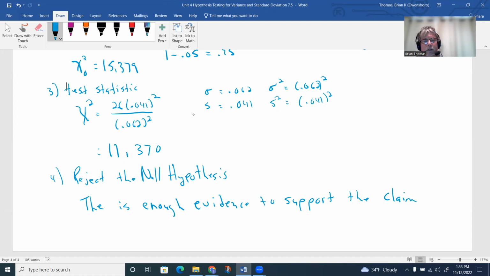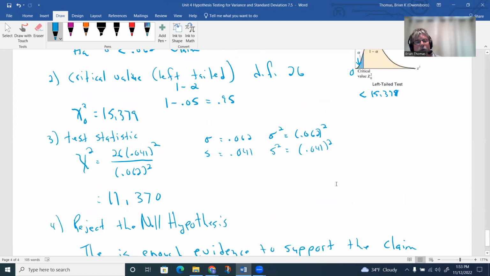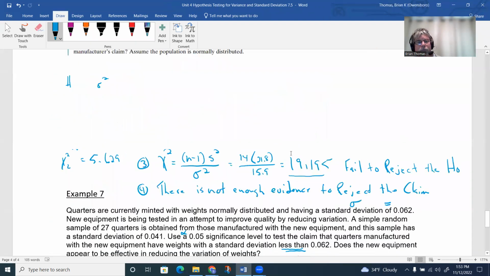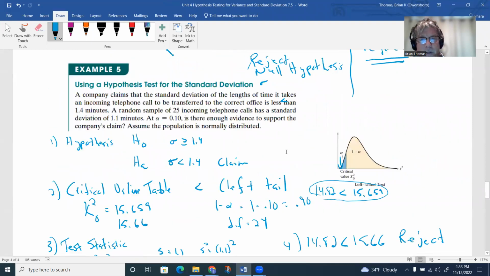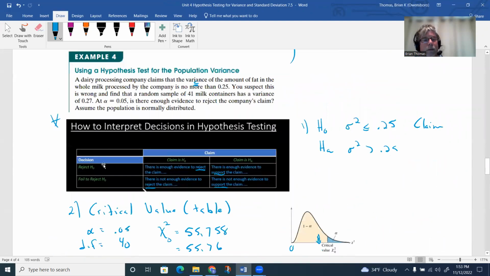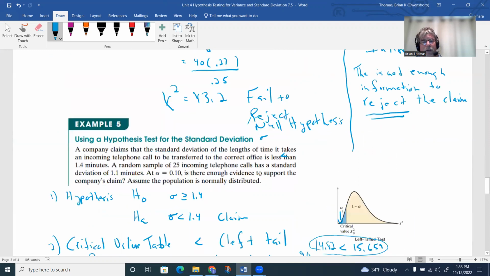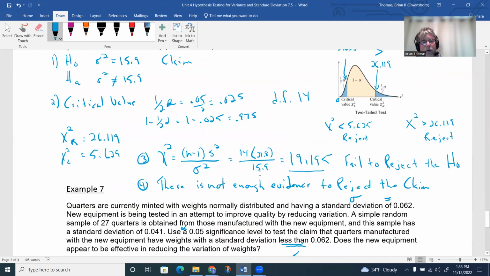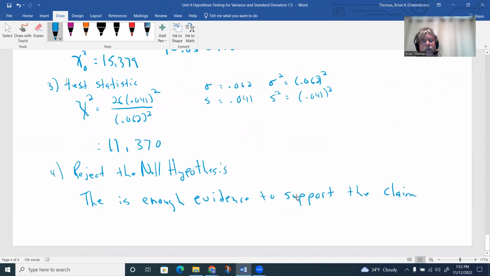If we go back up to that table, we reject the null hypothesis, but the claim is the alternative hypothesis. Notice how that fits right here: there is enough evidence to support the claim. So we have that conclusion there. All righty.